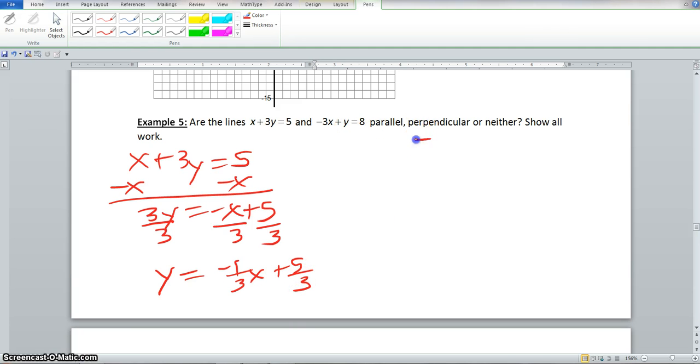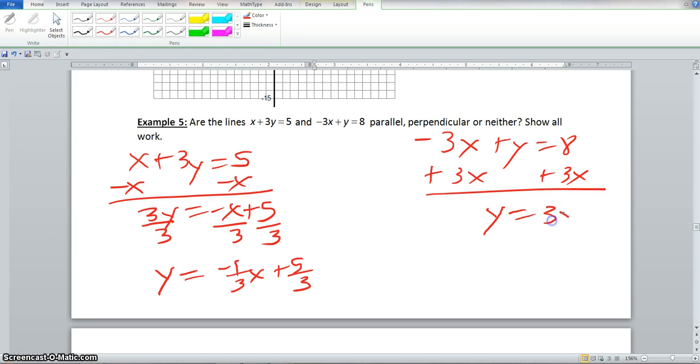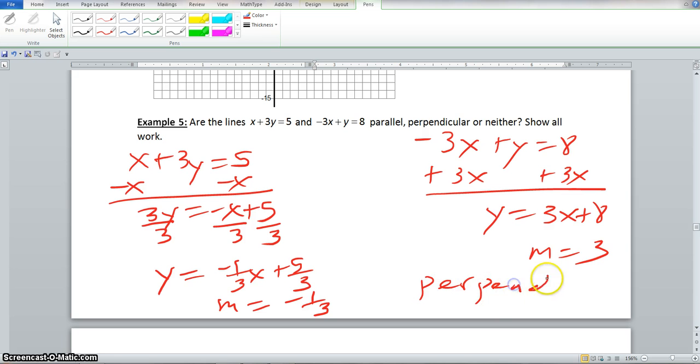Now for the second equation, we have negative 3x plus y equals 8. We will add 3x on both sides, and we'll have y equals 3x plus 8. So this slope here is 3, and this slope here is negative 1/3. They are opposite reciprocals, so our answer here would be perpendicular. Or you could write it with the perpendicular symbol. Either one of these would be acceptable.